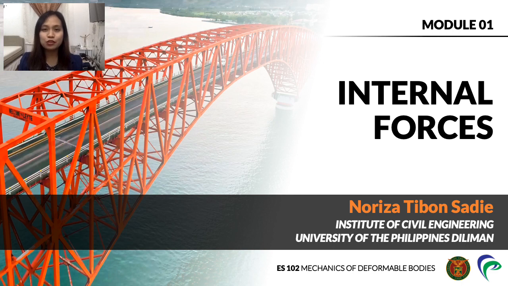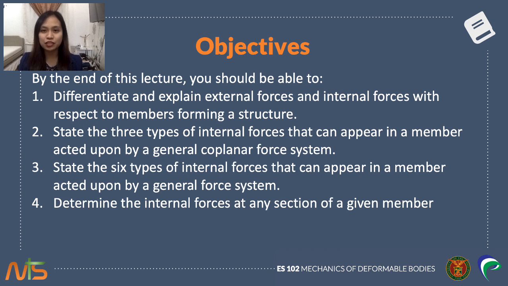Today we will discuss Module 1, which is a lecture on internal forces. By the end of this lecture, you should be able to differentiate and explain external forces and internal forces with respect to members forming a structure. State the three types of internal forces that can appear in a member acted upon by a general coplanar force system. State the six types of internal forces that can appear in a member acted upon by a general force system. And finally, determine the internal forces at any section of a given member. Now, if you're ready, let's move on to the lecture proper.